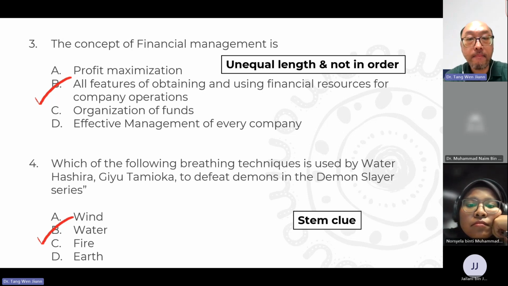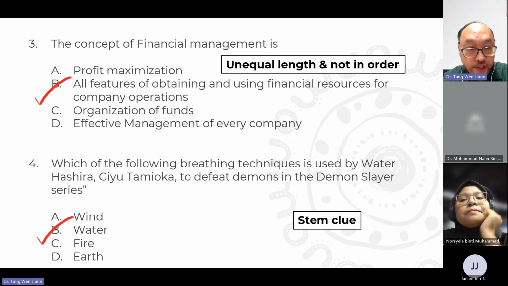And if you have numbers, 1, 2, 3, 4, you follow the sequence. A, B, C, D will be 1, 2, 3, 4. You cannot jumble them up. It looks very messy, and it might give hints to the students. Okay, last question, last MCQ question.